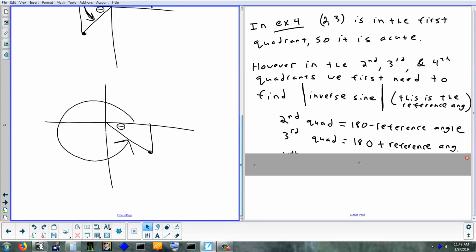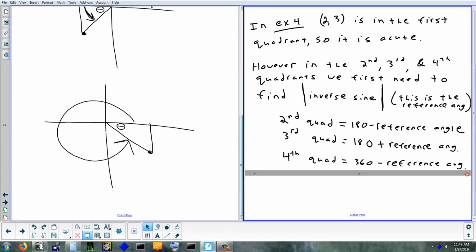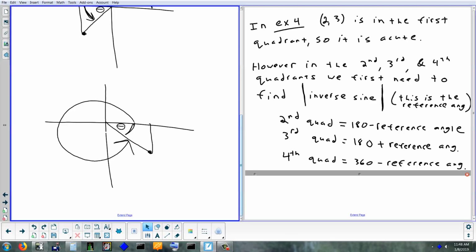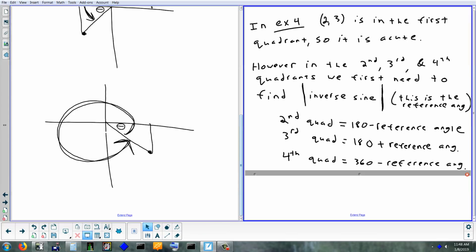But we don't know the part on the outside. We know the part on the inside. But otherwise, that would have worked. Yep? 360 minus theta. Yes. It's 360. So you go all the way around, and then you subtract out this little part, and that leaves you with what you have left. So that's how you find an answer depending on the quadrant. Okay, so do the inverse sine first, make it positive, and then follow what the formula says.